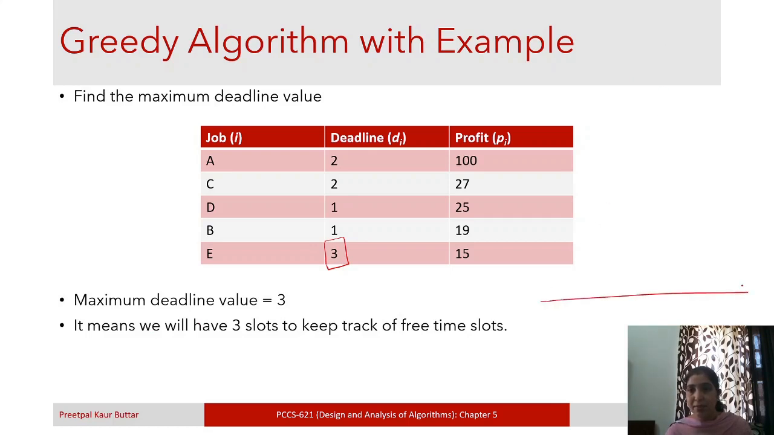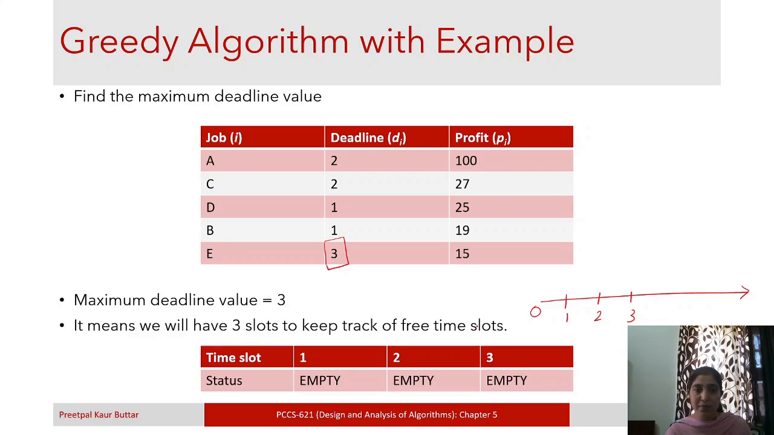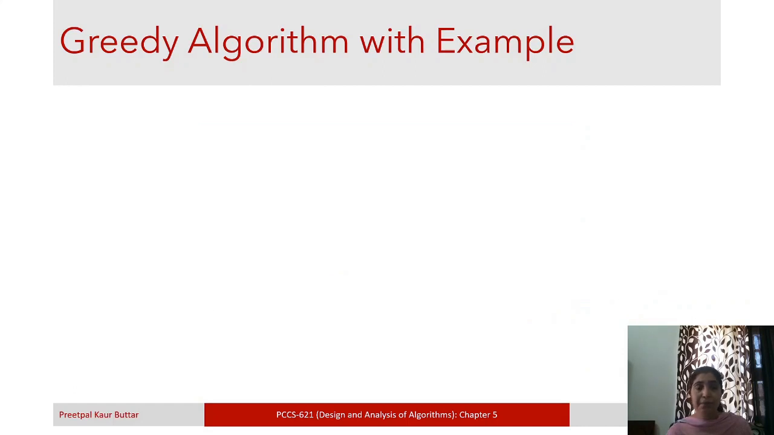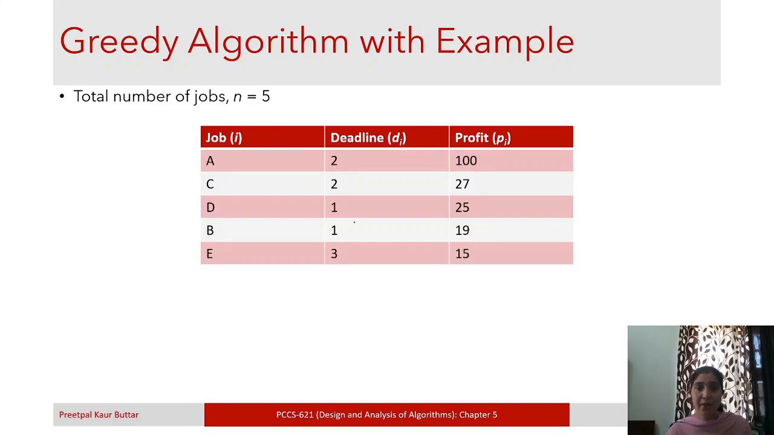The maximum deadline is 3, which means we have 3 slots: 1, 2 and 3. These are the total number of free slots available to us. So here it is, slot 1, slot 2, slot 3, and initially we have not assigned any job to any slot, so all the slots are empty. Then we have a total of 5 jobs.